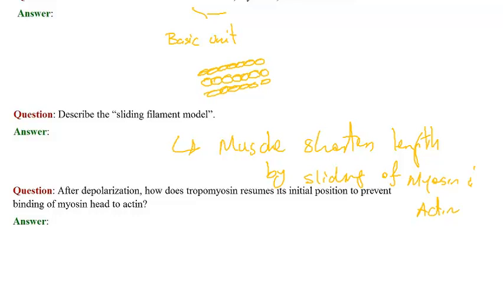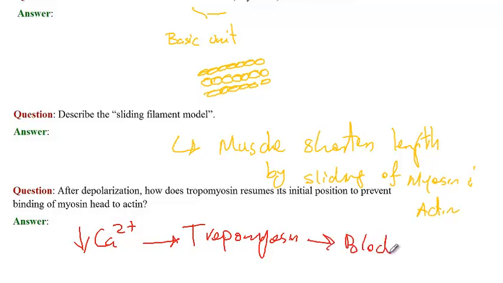The next question is, after depolarization, how does tropomyosin resume its initial position to prevent binding of myosin head to actin? So what happens after depolarization? After depolarization, calcium will start to get pumped back into the sarcoplasmic reticulum, as a consequence of which the cytoplasmic concentration of calcium drops, and so troponin will no longer act on tropomyosin. And so tropomyosin will resume its initial position to block the binding site of myosin on the actin filament.